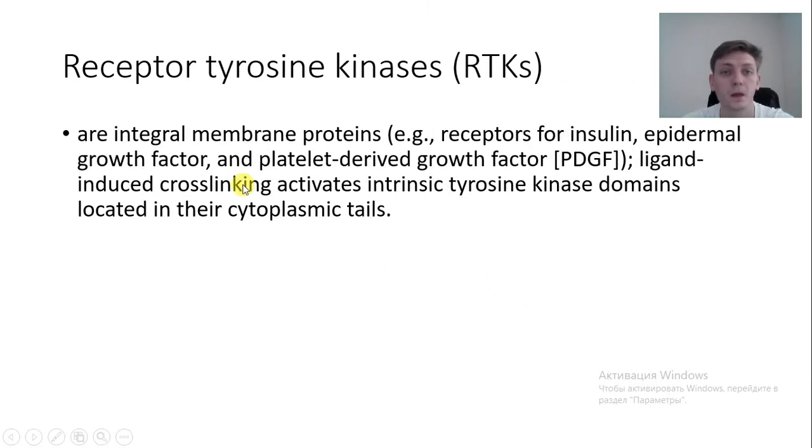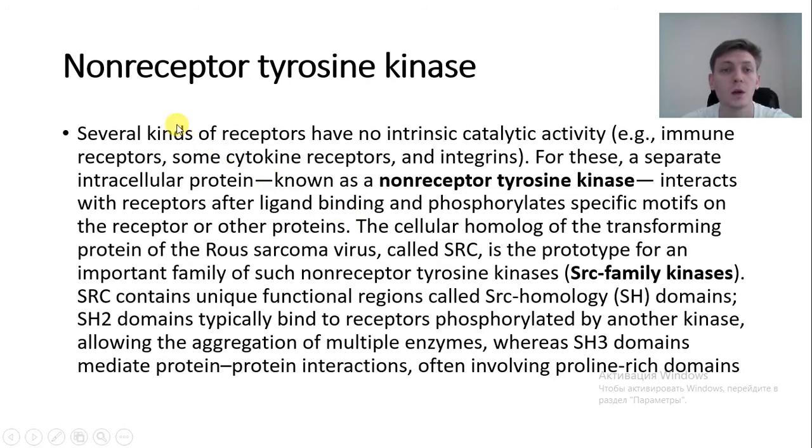That's it. Receptor tyrosine kinases are integral membrane proteins. Examples here are receptors of insulin, epidermal growth factor, and platelet-derived growth factor. Ligand-induced cross-linking activates intrinsic tyrosine kinase domains located in their cytoplasmic tails, as noticed before. And non-receptor tyrosine kinase: some kinds of receptors have no intrinsic catalytic activity, and we need the non-receptor tyrosine kinase to activate them.